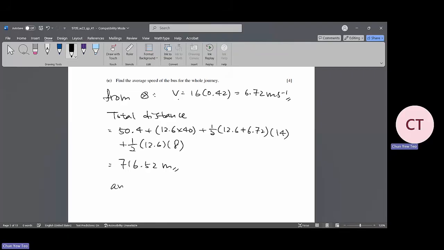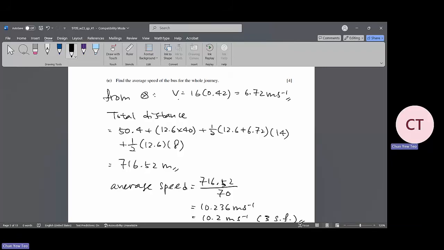So your average speed is equal to the total distance travelled divided by the total time taken, divided by 70 seconds. So you get the answer 10.236 meter per second. Or you can give me the answer 10.2, correct to 3 significant figures. So that will be the answer for question part C.